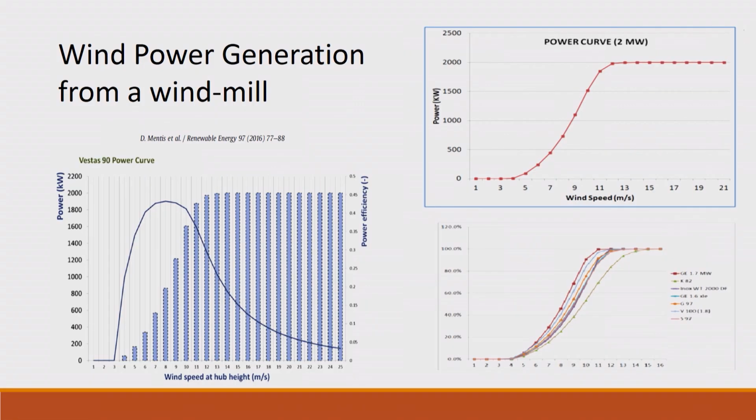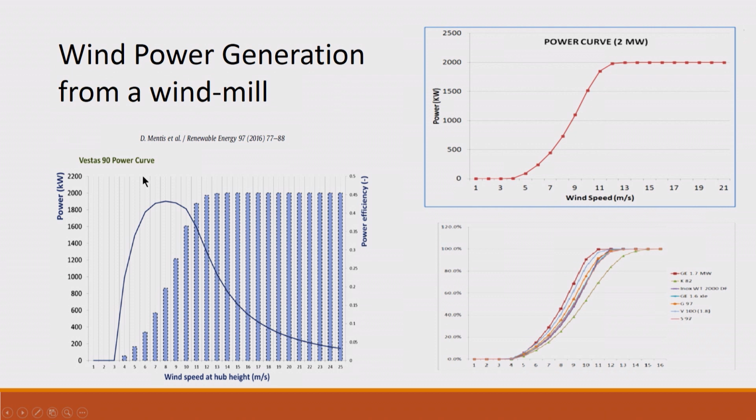So, this is what you see, for a particular mill, this is a power curve, the power produced against wind speed. It saturates. Why does it saturate? It is not supposed to produce more than 2 megawatt. The windmill is only 2 megawatt. So, it will saturate, and these are different windmills from different makers, and they saturate slightly differently.